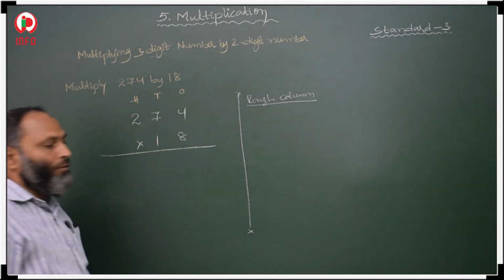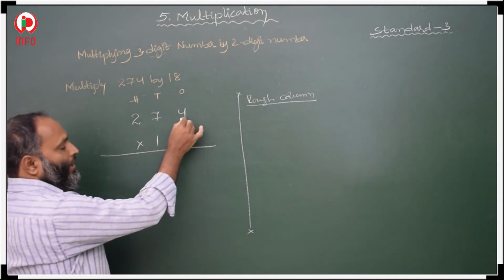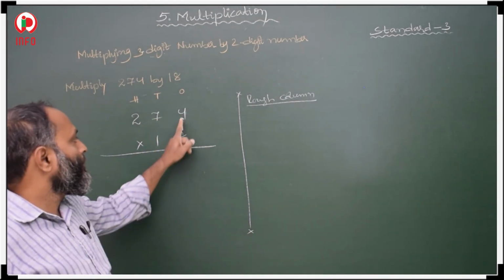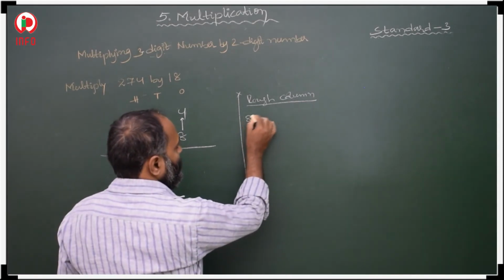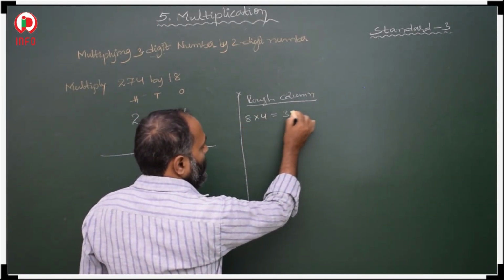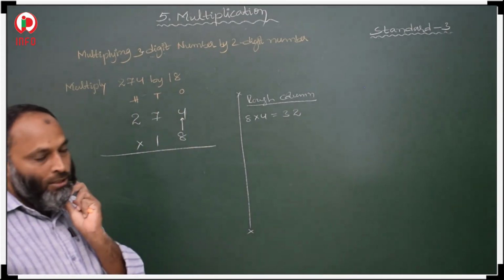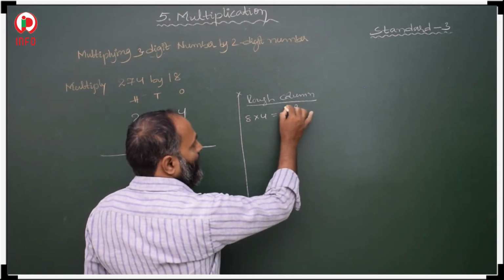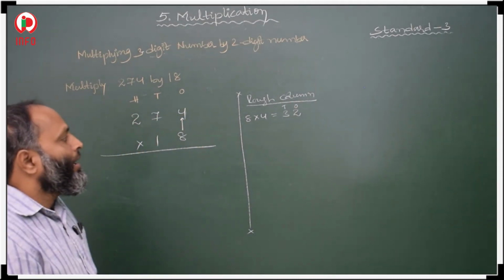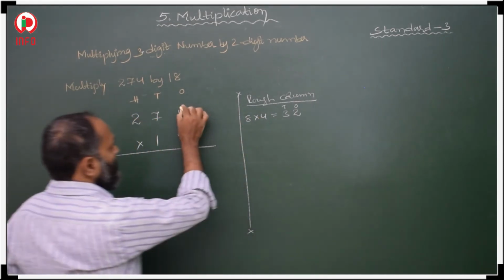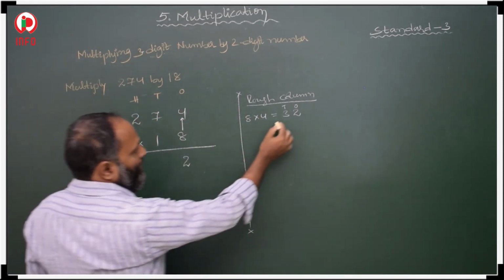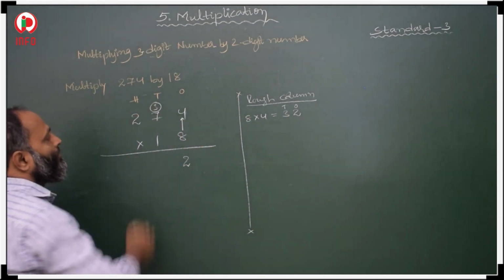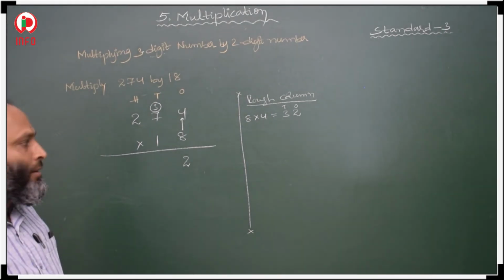Okay. Now first you start from 8. 8 with ones place. 8 4s are 32. Then you keep 2 in ones place and 3 in tens place. So these two you have to keep in ones place. Then these 3, carry over here in tens place.